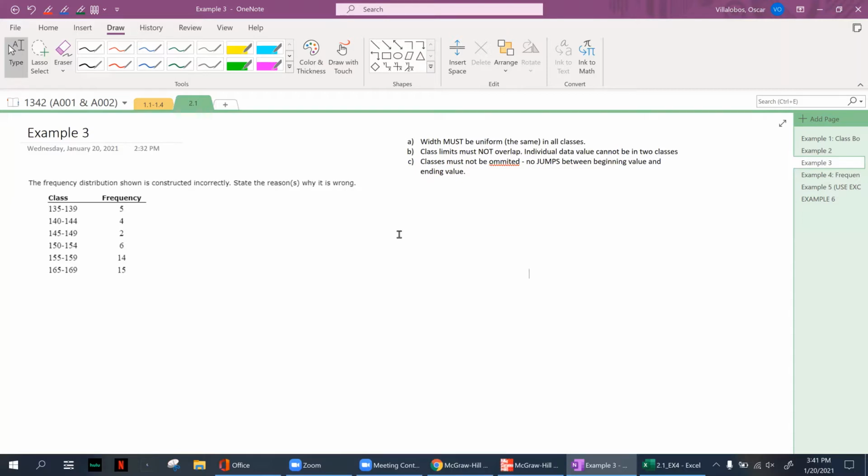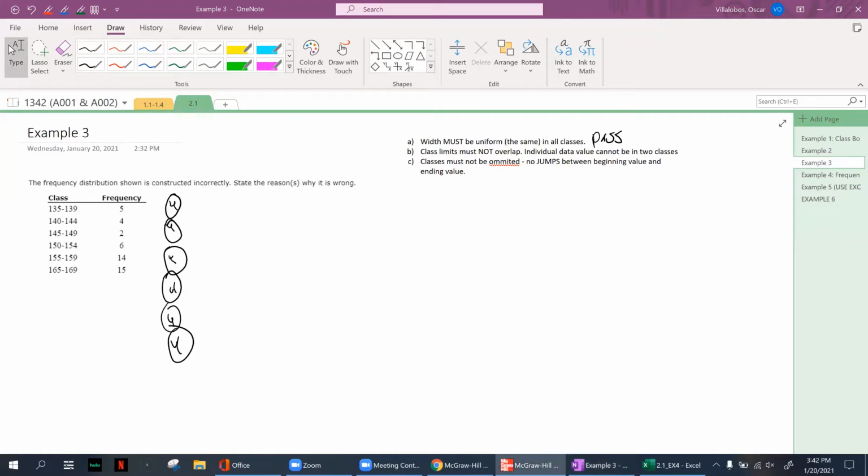So the width test. Let's do here 139 minus 135. That gives me a 4. 144 minus 140, that gives me a 4. 149 minus 145, that gives me a 4. The other one gives me a 4. The other one gives me a 4. And the other one gives me a 4. Okay, so it passes the width test.